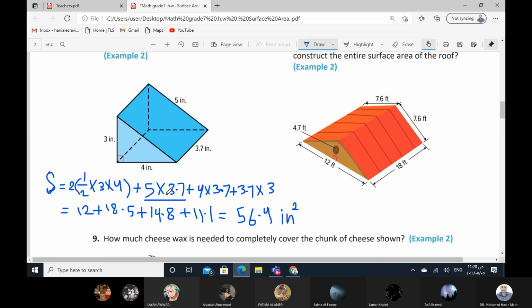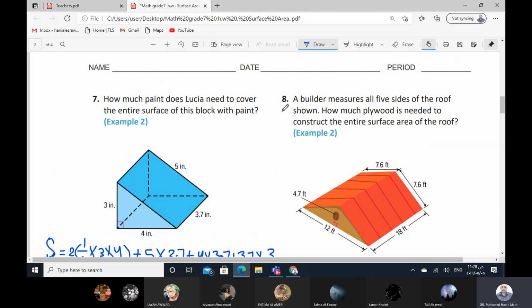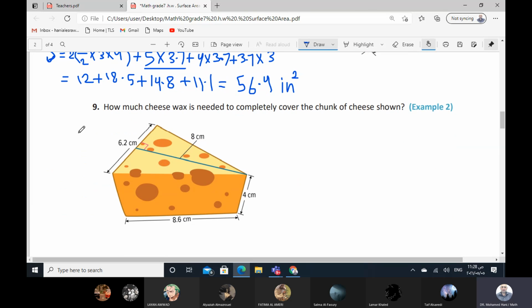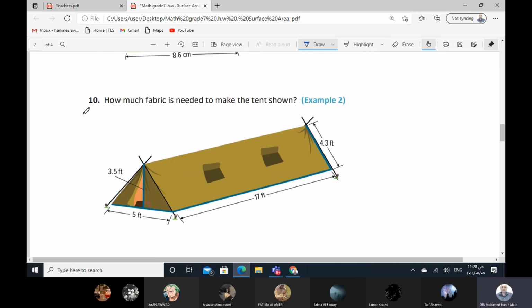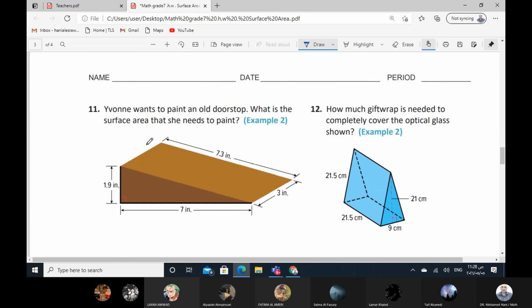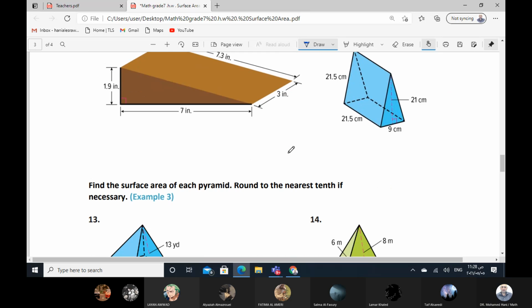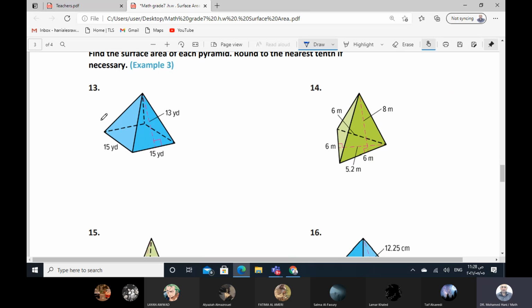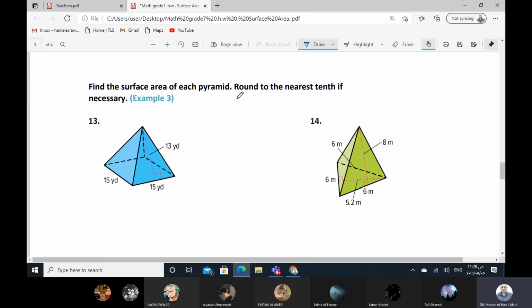Okay? And here 8, the same idea. Also here 9, 10, 11, 12, the same idea. But here we have a pyramid. Number 13. Find the surface area of the pyramid. Round to the nearest tenths if necessary.